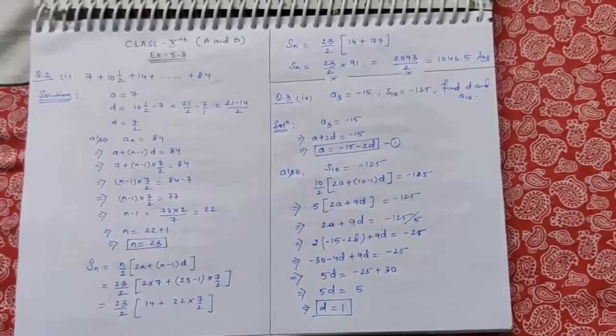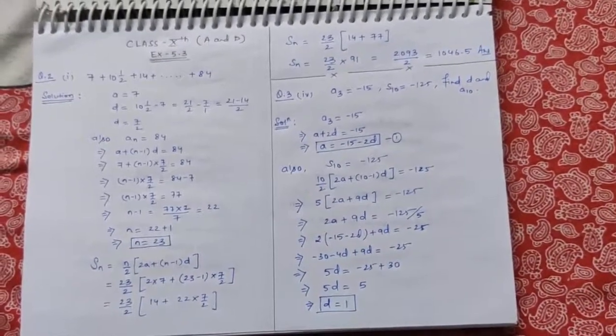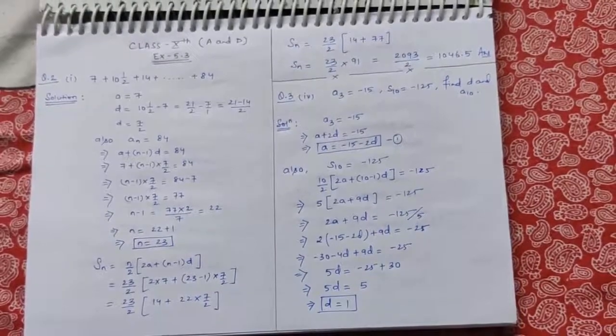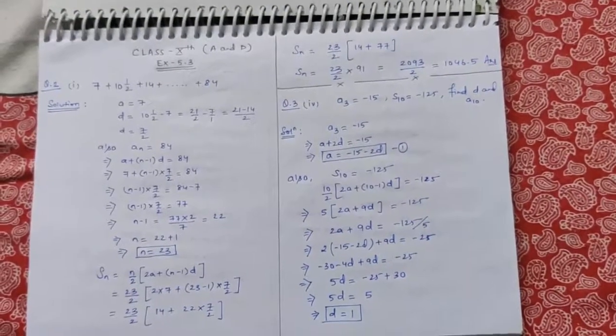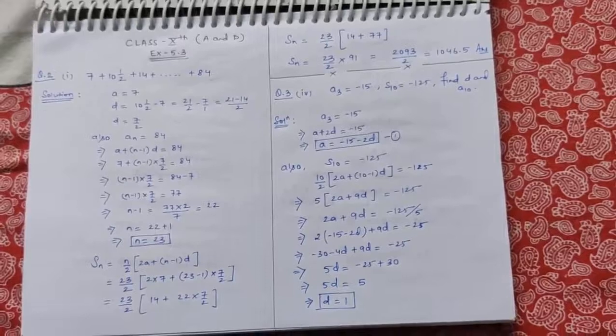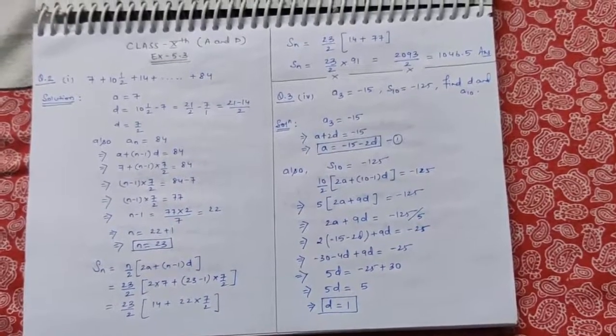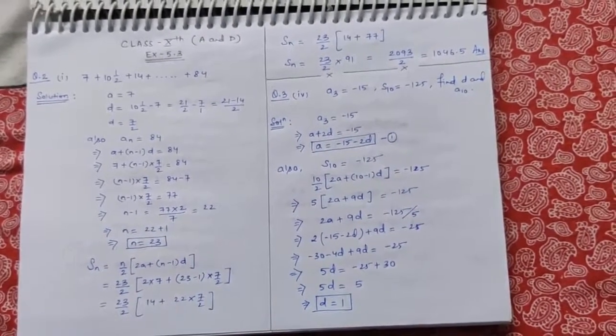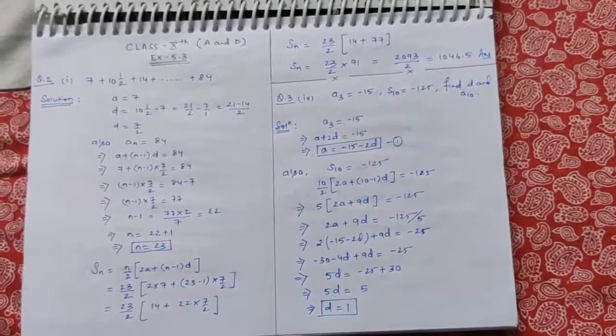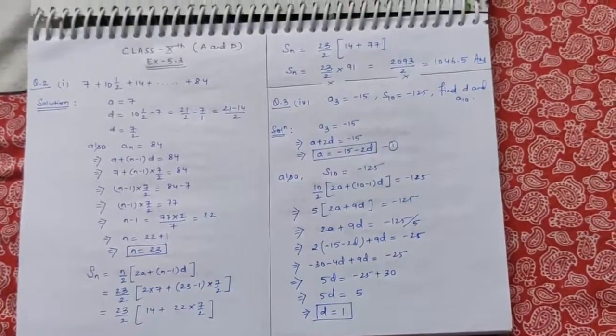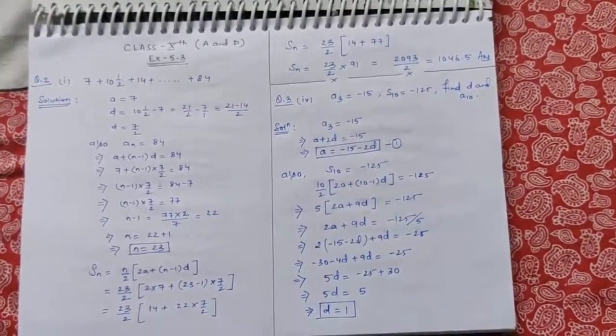In this we have to calculate the sum of all these terms, in which a is 7. We have calculated d using the concept of a2 minus a1, which is 10 1 by 2 minus 7, which will give us 21 by 2 minus 7. Simplifying, we get d is equal to 7 by 2.